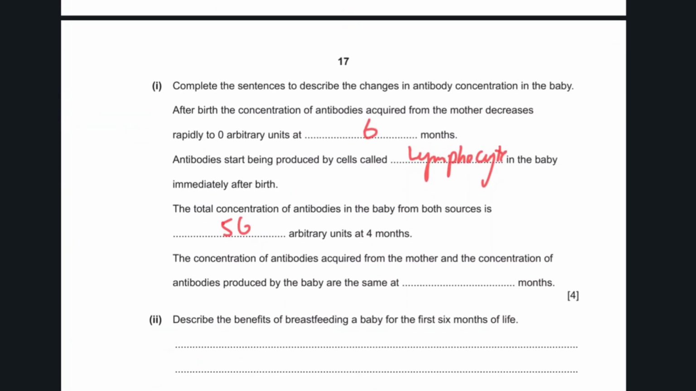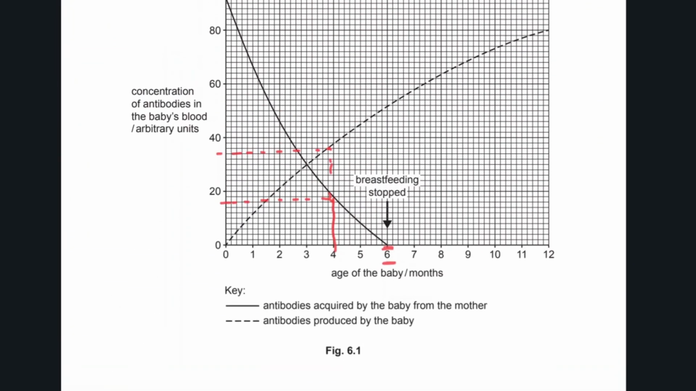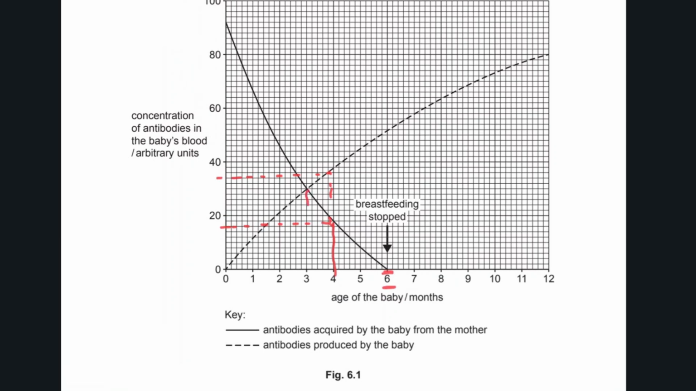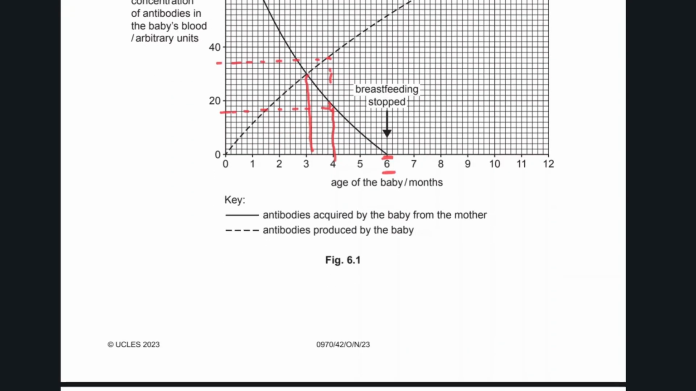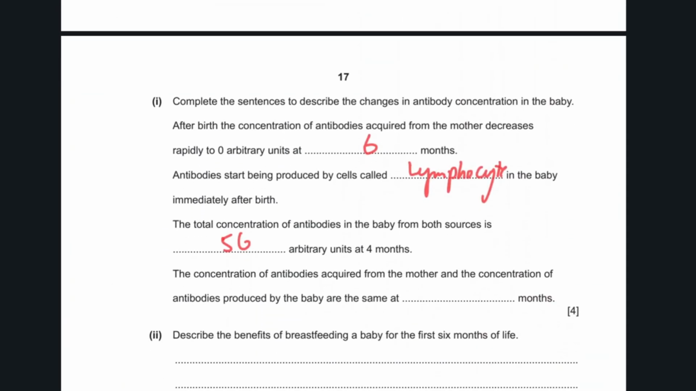The concentration of antibodies acquired from mother and the concentration of antibodies produced by the baby are the same. So where is the point when these two concentrations are the same? That will be roughly 3. The concentration will be the same at 3 months.